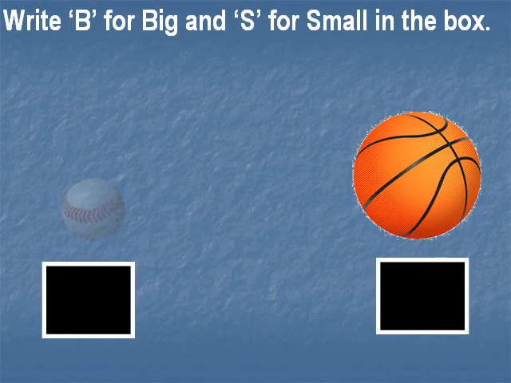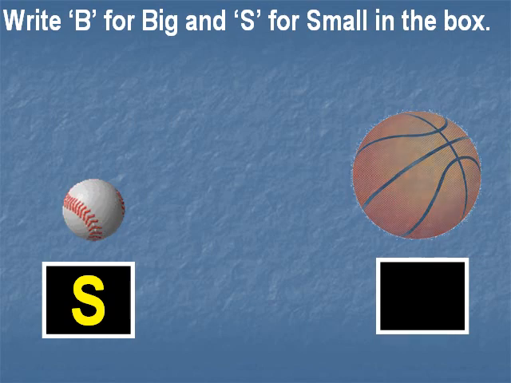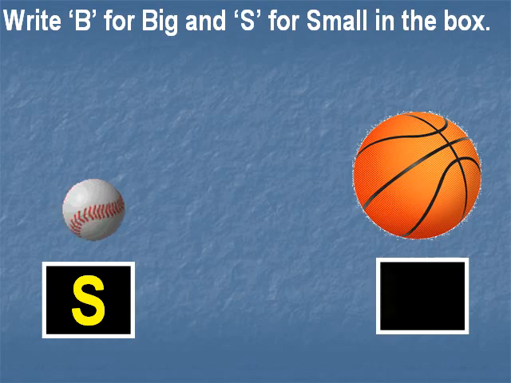Cricket ball. A cricket ball is small, so write S for small. S. Basketball. A basketball is big, so write B for big. B.